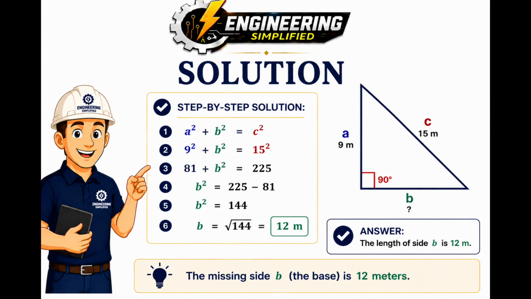Square the numbers. 9 squared is 81, 15 squared is 225. So we now have 81 plus B squared equals 225. Subtract 81 from both sides. This gives B squared equals 144. Now take the square root. The square root of 144 is 12, so the missing side is B equals 12 meters.